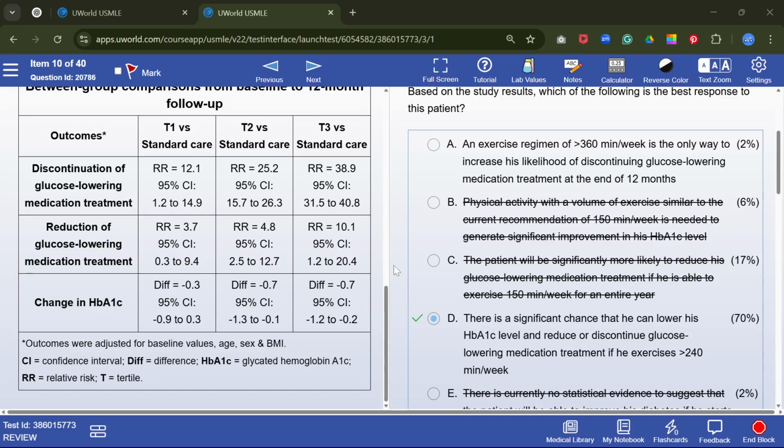Because for T3, the 38 is included, from 31 to 40. You can find 38, so it's included. And the confidence interval doesn't include 1, so it's a good confidence interval, right? T2 is the same thing. 25 is included from 15 to 26, and it doesn't include 1, so it's good too. And for T1, 12 is included from 1 to 14, and it doesn't include 1. So all of them will cause you to discontinue the medication. So all of them are good, and A is not the right answer.